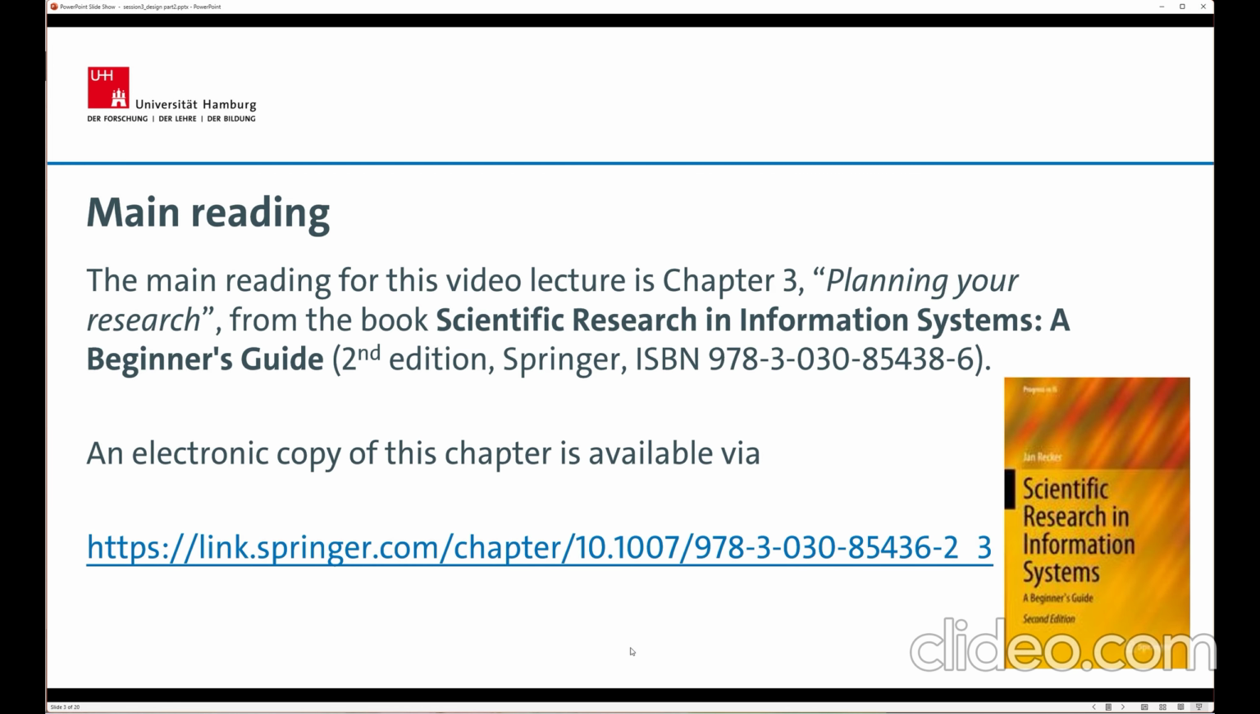The main reading for this video lecture is Chapter 3, Planning your Research, from the book Scientific Research in Information Systems, a Beginner's Guide, available in its second edition by Springer in 2021. The book is available as a hard copy, soft copy, an ebook, or even audiobook. Most university libraries have access to electronic files of each chapter. An electronic copy of this chapter, for example, is available via Springer Link under the URL provided.